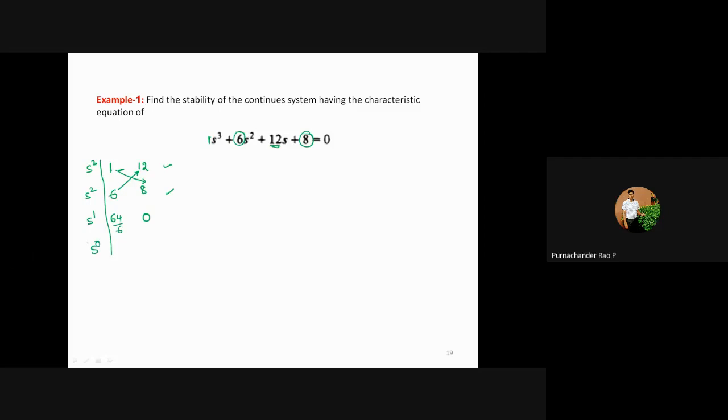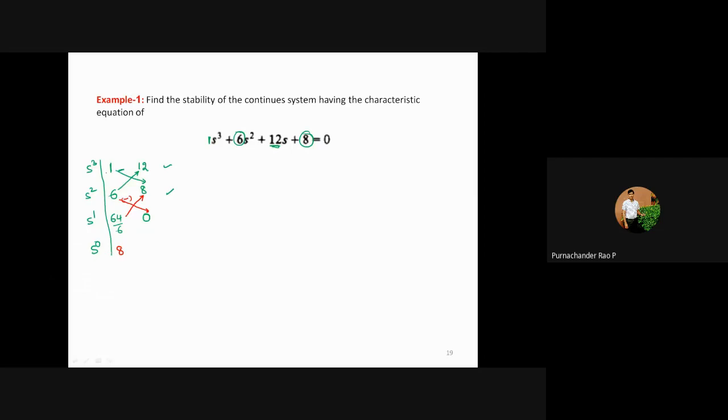The next term is going to be s power 0. So this s power 0 should be multiplied again. So I need to take up this. This should be multiplied with 8, then minus of 6 into 0. And therefore, divided by 64 by 6, this value is going to be 8 only. So this is 8.